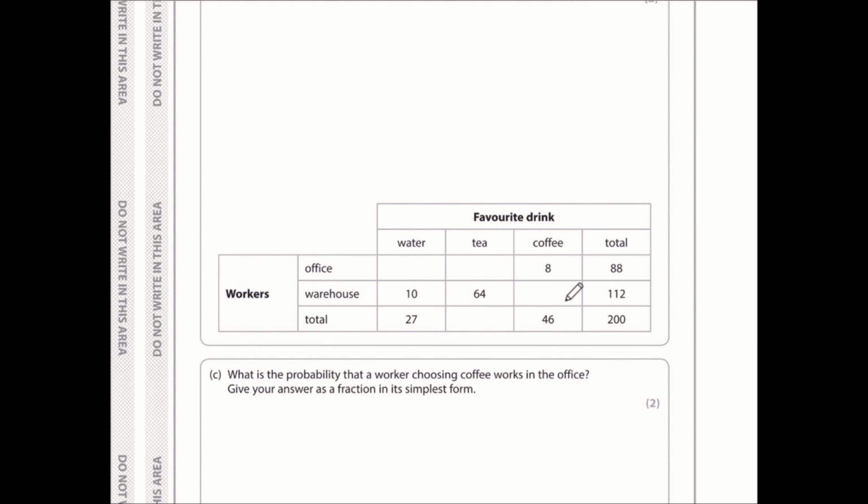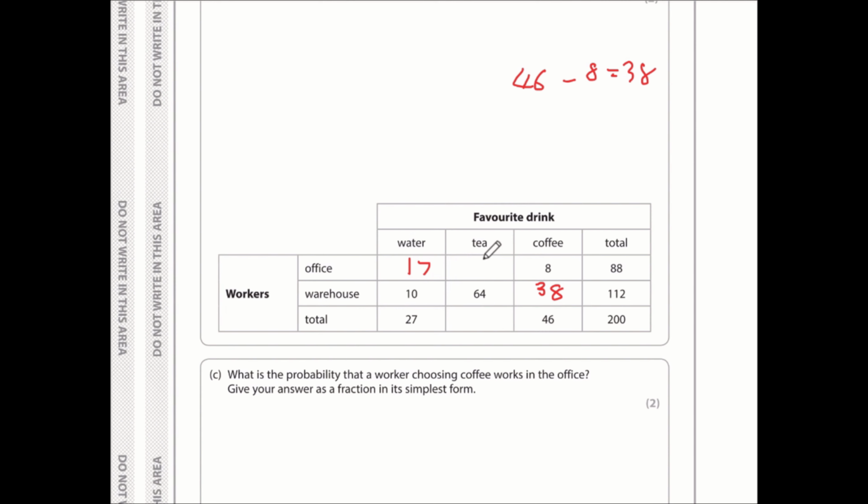So for example, we could look at the warehouse row, but it's probably easier looking at the coffee column. So if there's 46 in total and 8 are in the office, then the remainder are in the warehouse. So 46 minus 8, that is 38, so 38 goes there. We can also work out the number of people that chose water in the office. The people that chose water comes to a total of 27. 10 were in the warehouse, so therefore 17 were in the office.